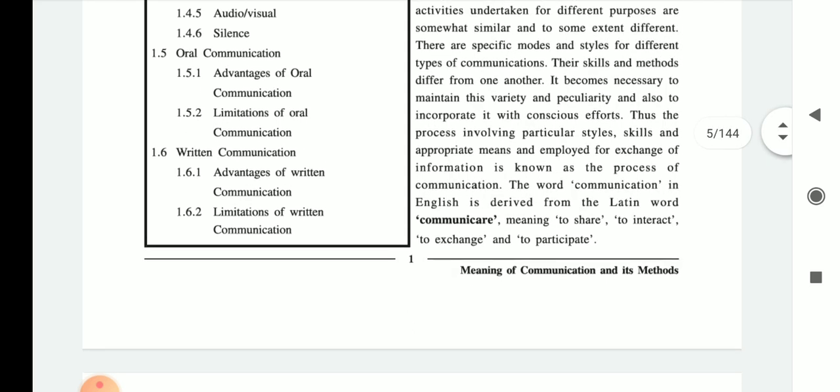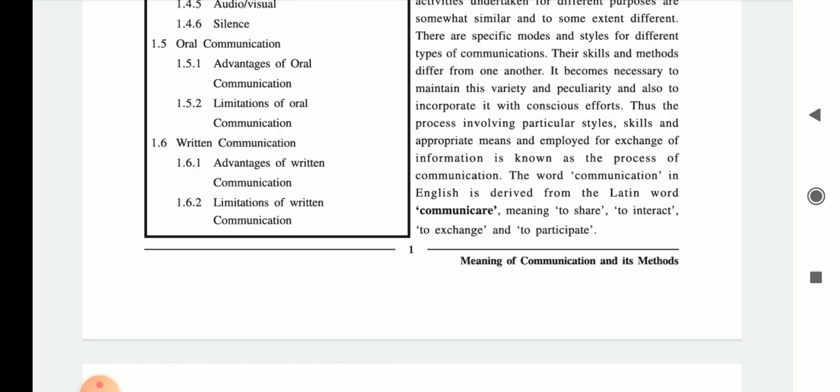Thus, the process of involving particular styles, skills, and appropriate means employed for the exchange of information is known as the process of communication. See, friends, you have to underline these lines because it may be asked as a 1 mark question: what do you mean by the process of communication.